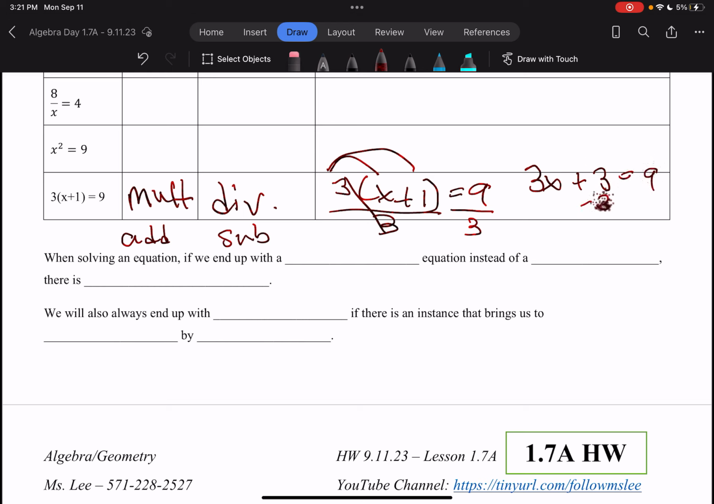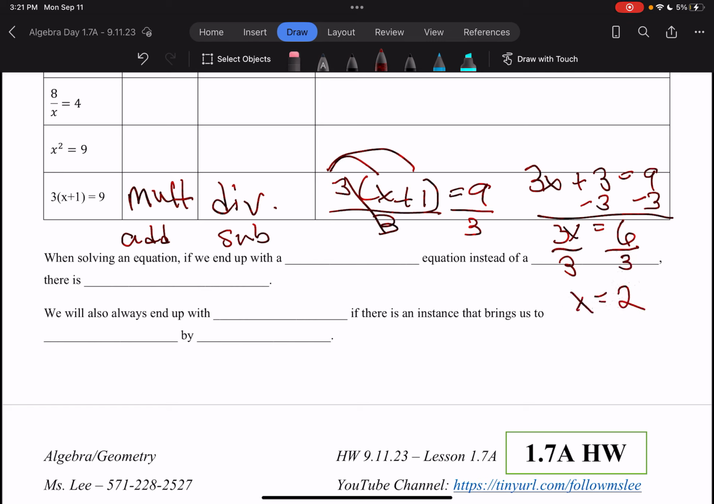I can then subtract 3 from both sides and get 3x equals 6. Sorry, I thought I copied something wrong. And so that's why it's important to show your steps. And then divide both sides by 3, and we would get x equals 2 as well.